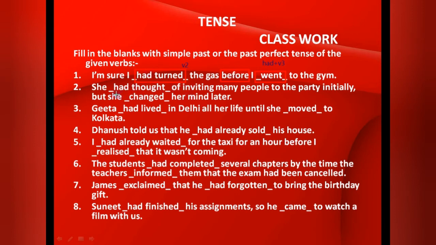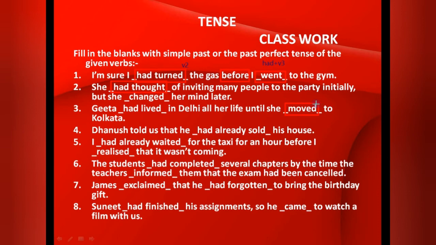Okay. She had thought of inviting many people to the party initially, but she changed her mind later. Okay, वो सोच चुकी थी but she changed her mind. Okay, so again we translated and then we did. Geeta had lived in Delhi all her life until she moved to Kolkata. Until is a negative word, कि जब तक वो कोलकाता मूव नहीं हुई, गीता हैड लिव्ड इन दिल्ली, वो दिल्ली में रह चुकी थी. Okay, she was living there. So Geeta had lived in Delhi.